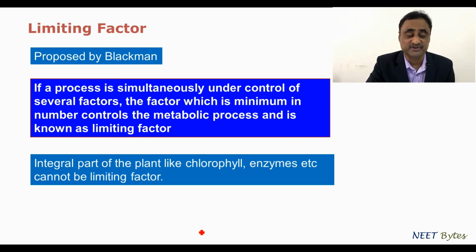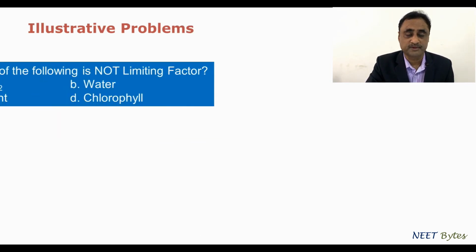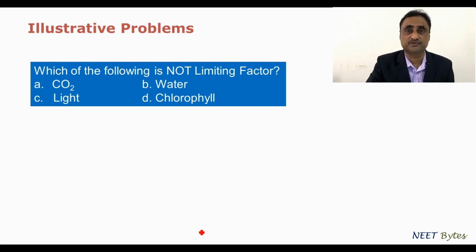We will see a couple of examples. For instance, in the given question, which of the following is not a limiting factor? Now you see, the correct answer is chlorophyll. Why? Because CO2, water, light, all are external factors. Their amount can influence the rate of photosynthesis, but not the chlorophyll, because it is an integral part. One particular plant can have more chlorophyll, another can have less chlorophyll. That is its nature. So that cannot influence the rate of photosynthesis, right?